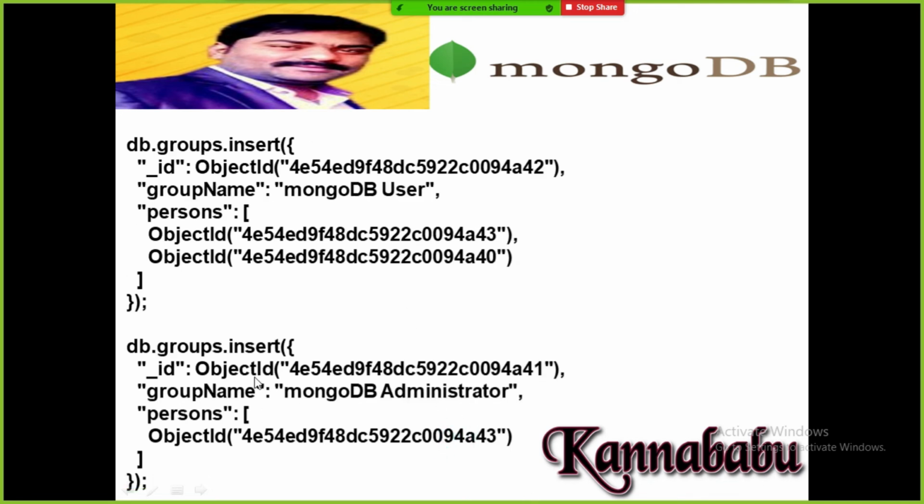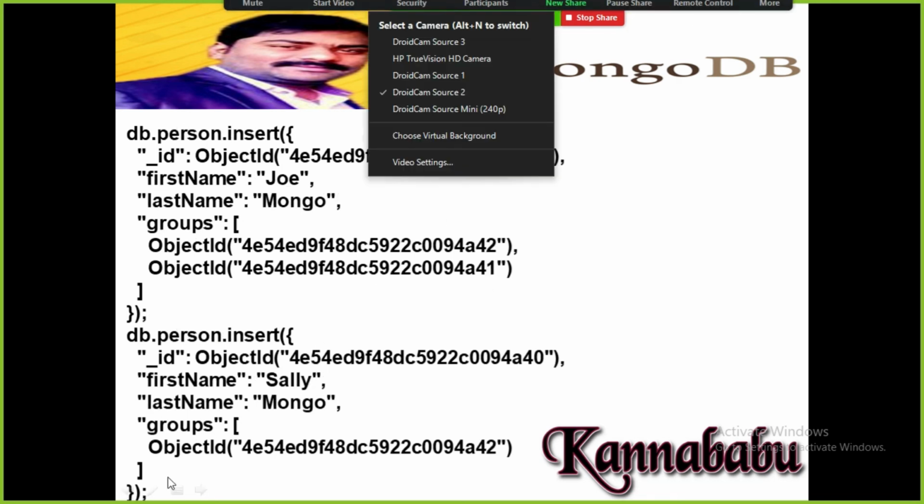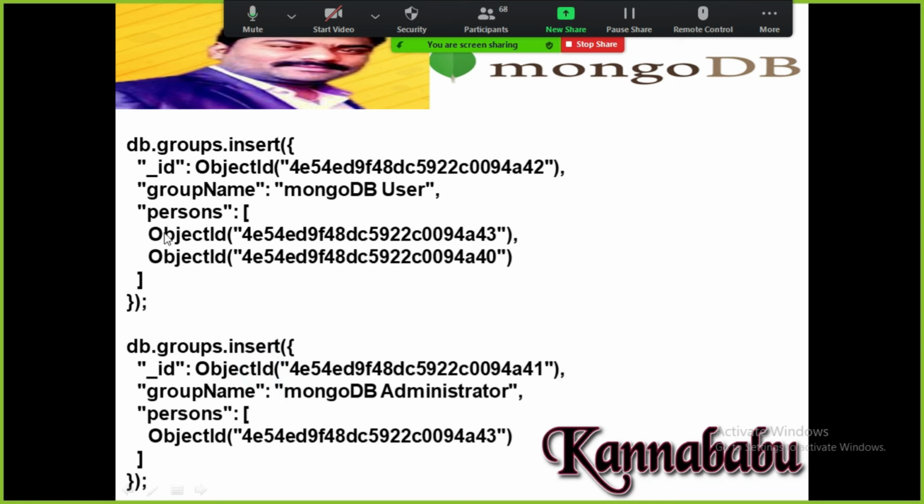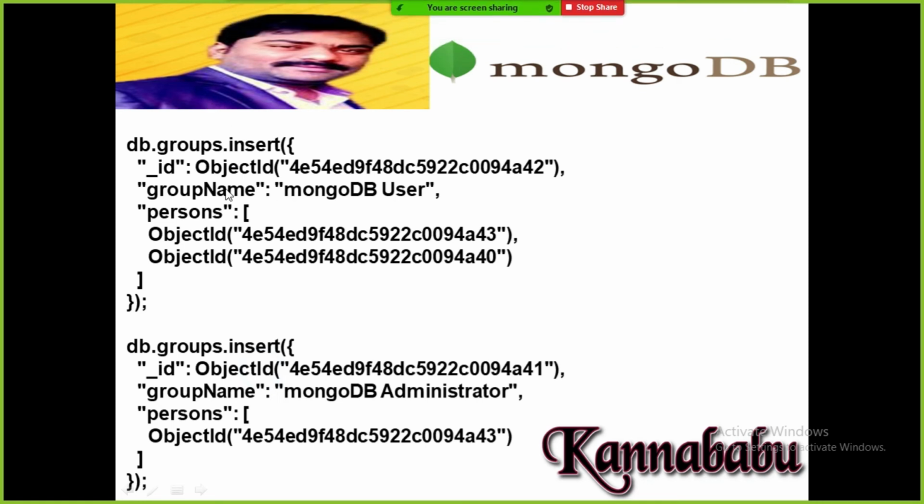Coming to here, these are the group documents. Totally, I created two person documents, and here I created two group documents. Now this is group one. Group one is MongoDB user. The other group is MongoDB administrator. There are two groups: the MongoDB user group and the MongoDB administrator group.